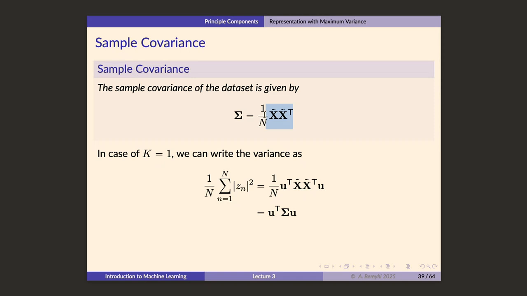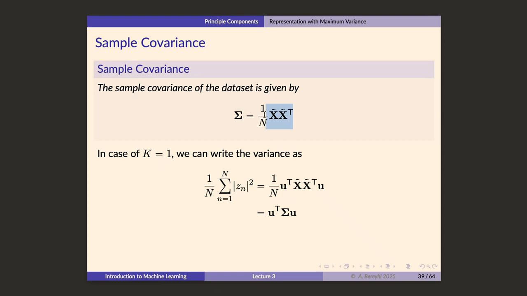Look at this X tilde. How many rows do you have? D. How many columns do you have? N, right? And then if you multiply it with its own transpose, it's going to be D by D, okay? So D by N multiplied with the transpose, which is N by D, is going to be D by D, okay?